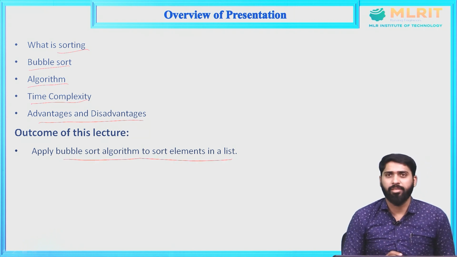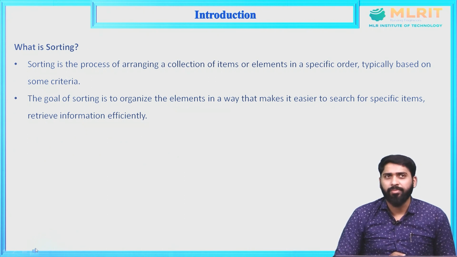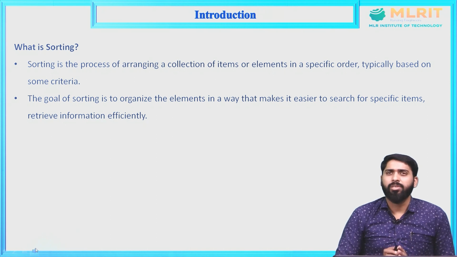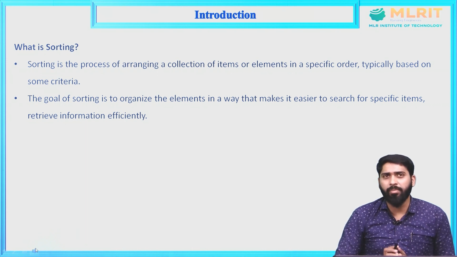in a list. So what is sorting? Sorting is the process of arranging a collection of items or elements in a specific order, typically based on some criteria, maybe ascending order or descending order. So sorting is nothing but arranging the elements. The goal of sorting is to organize the elements in a way that makes it easier to search for specific items and retrieve information efficiently.